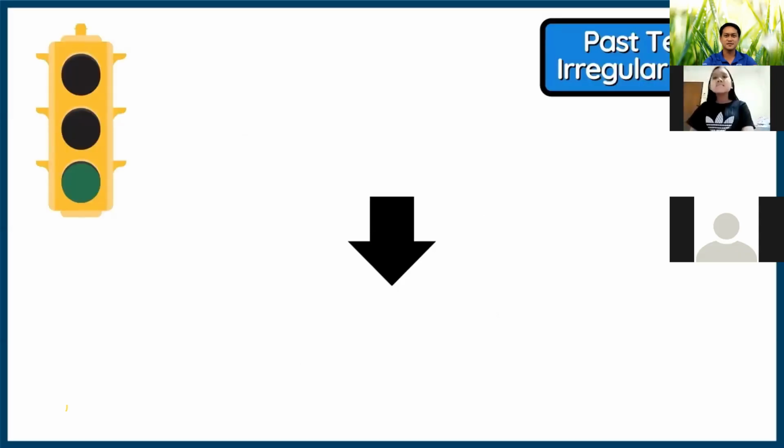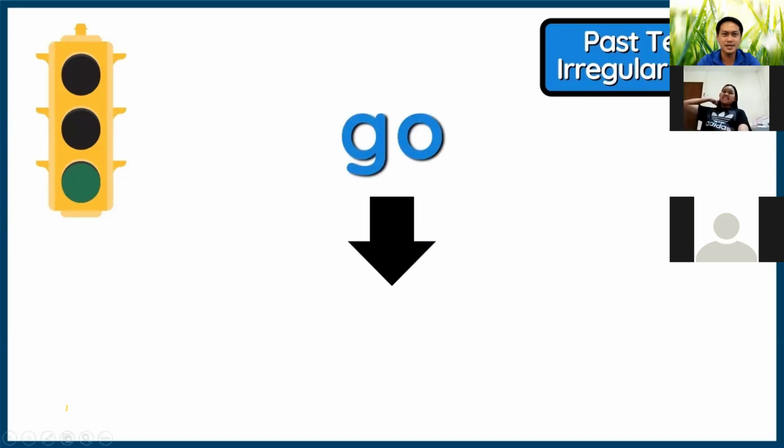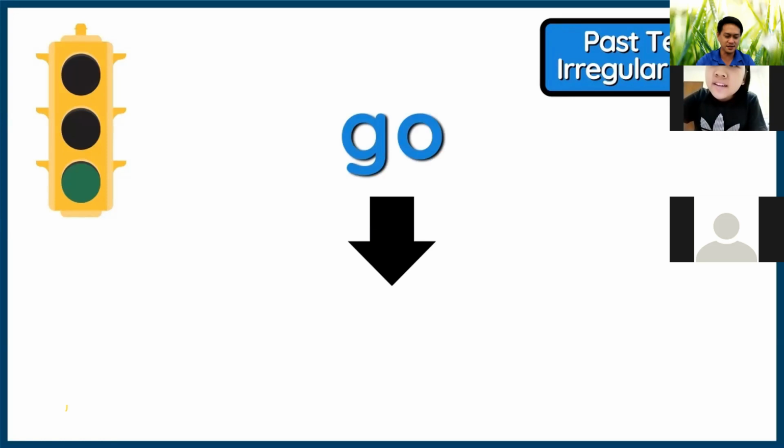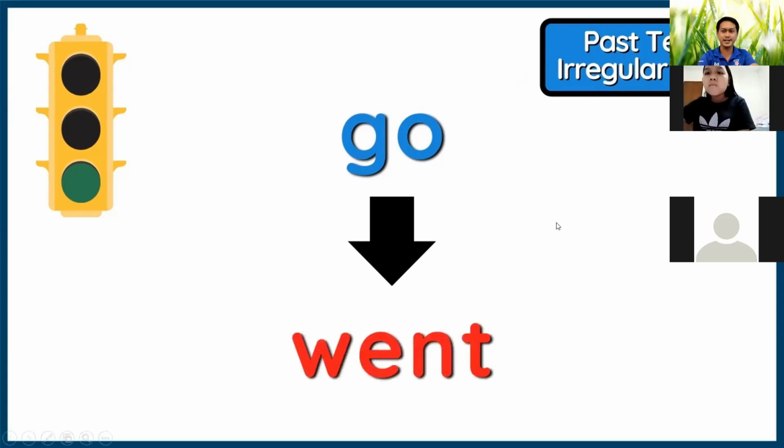Yes. So the first one, can anyone guess what verb is this? Starts with G. Go. Okay, go. So this is go. So what is the past tense of go? Went. Very good. How do we spell went? W-E-N-T. Very good. Went.